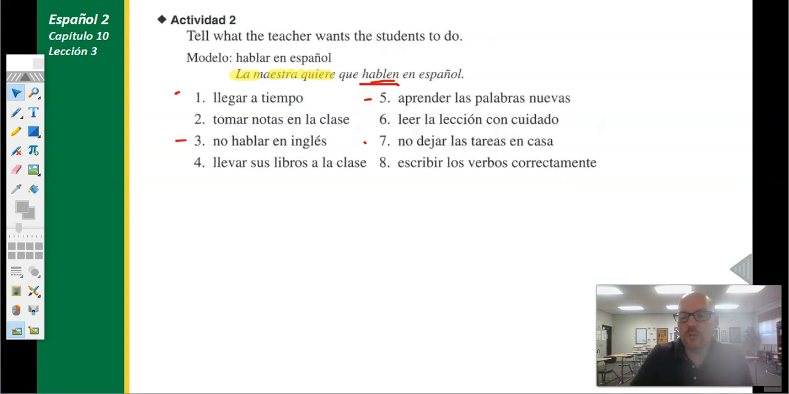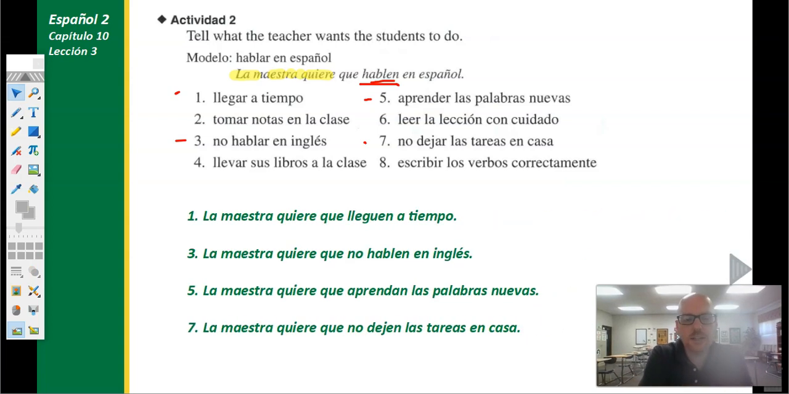Okay, I hope that went well for you. Let's go ahead and check your answers for the odds here on Actividad 2. Número 1, la maestra quiere que lleguen a tiempo. The teacher wants them to arrive on time. Remember, llegar, to arrive, but the GAR has to change to GUE. So we have lleguen. Número 3, la maestra quiere que no hablen en inglés. The teacher wants them not to speak in English.